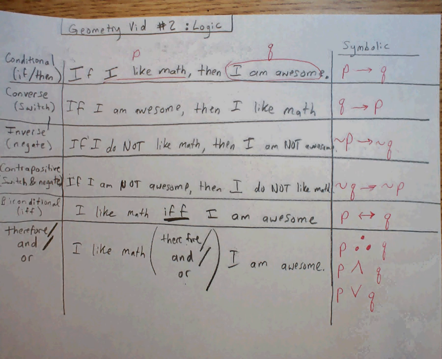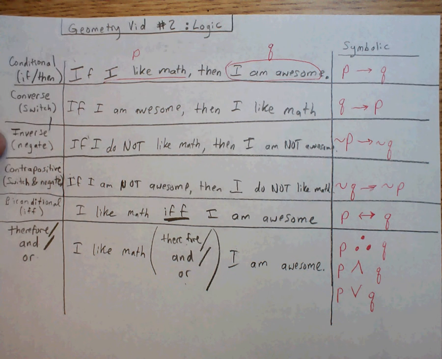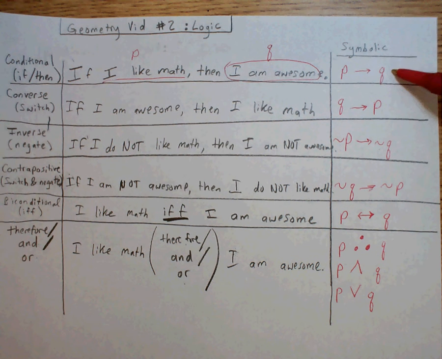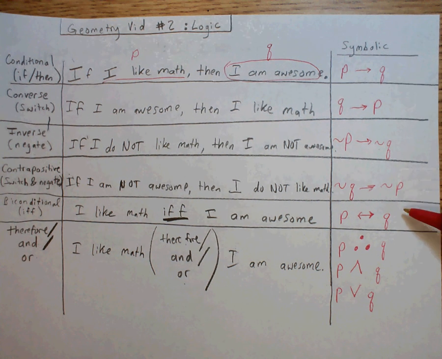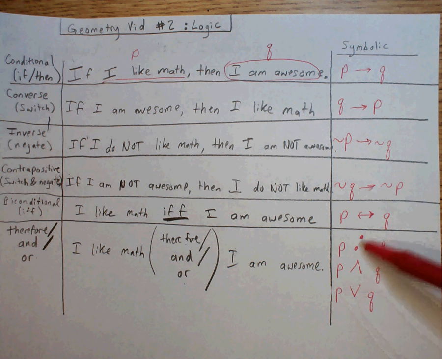Okay, so we not only started with the conditional and wrote the converse, inverse, contrapositive, and biconditional, we also used our symbols to symbolize this logic, which is a nice shortcut. And we practiced therefore, and, or.